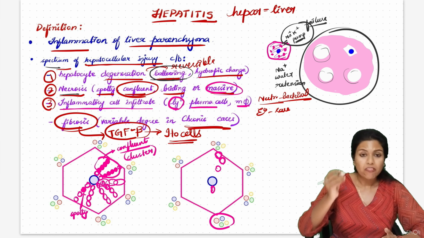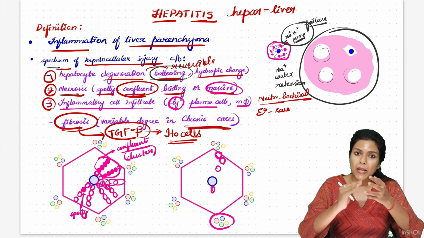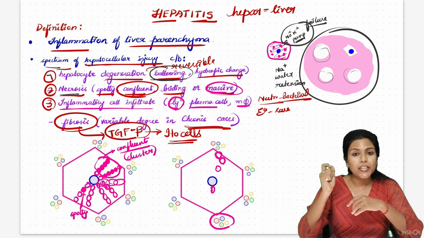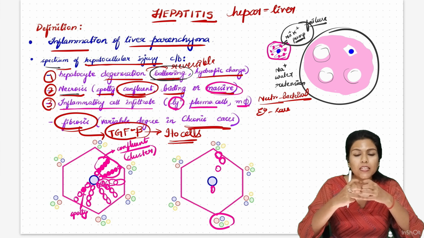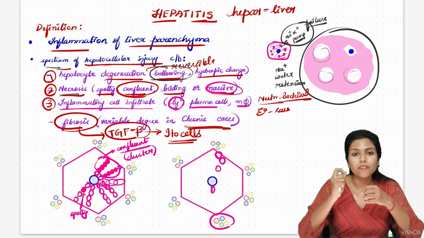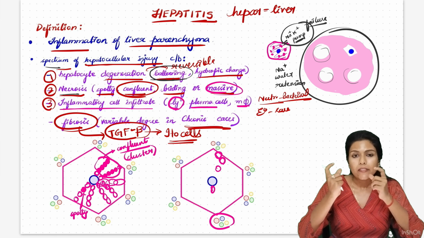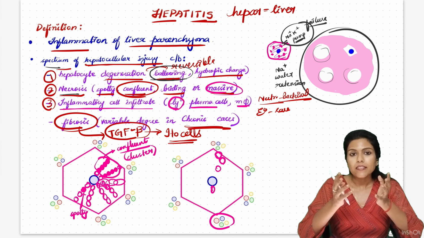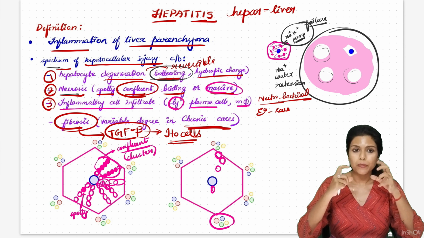And point number three, inflammatory cell infiltrate. That means it can include lymphocytes, plasma cells, macrophages predominantly. Rarely neutrophils are seen in secondary bacterial infections. Eosinophils are extremely rare. This inflammatory cell infiltrate is predominantly because of the underlying infectious agent, or it can also be because of necrosis as well. Because necrosis is a kind of cell death in which the cell contents leak out, it will attract the inflammatory cells.